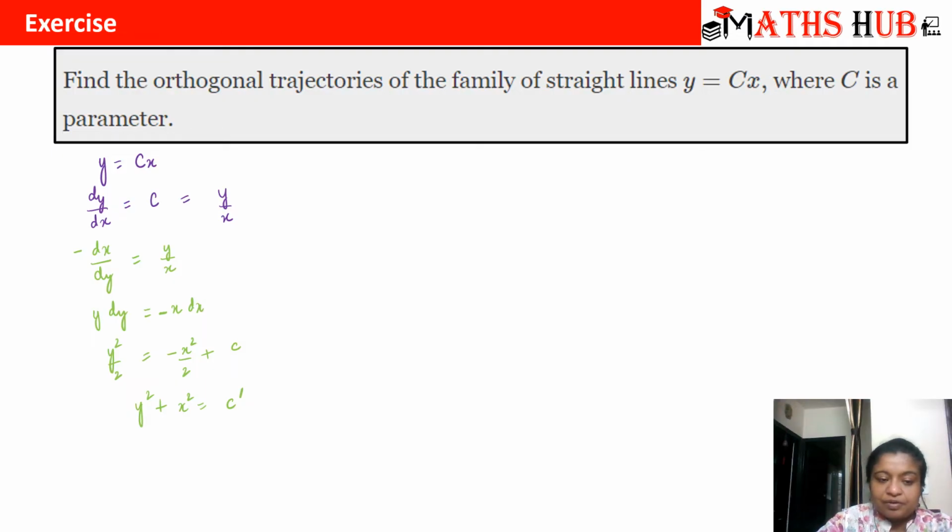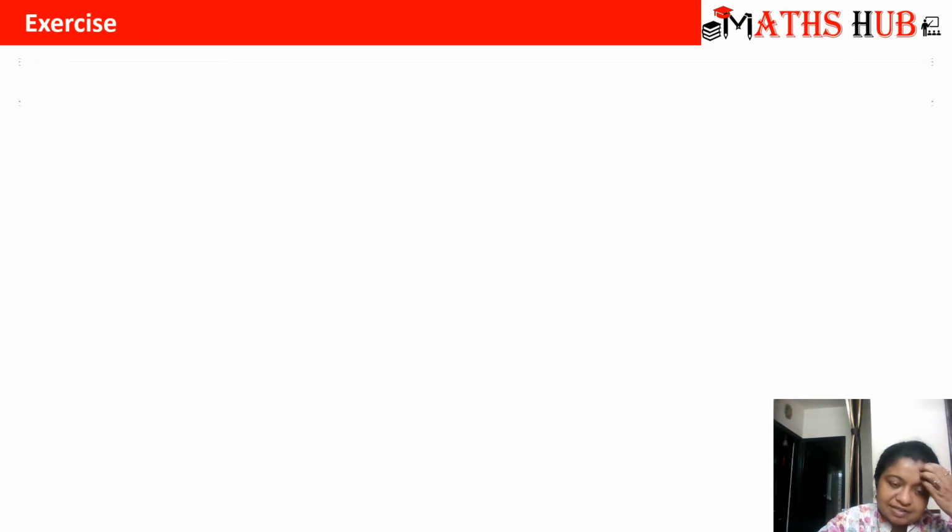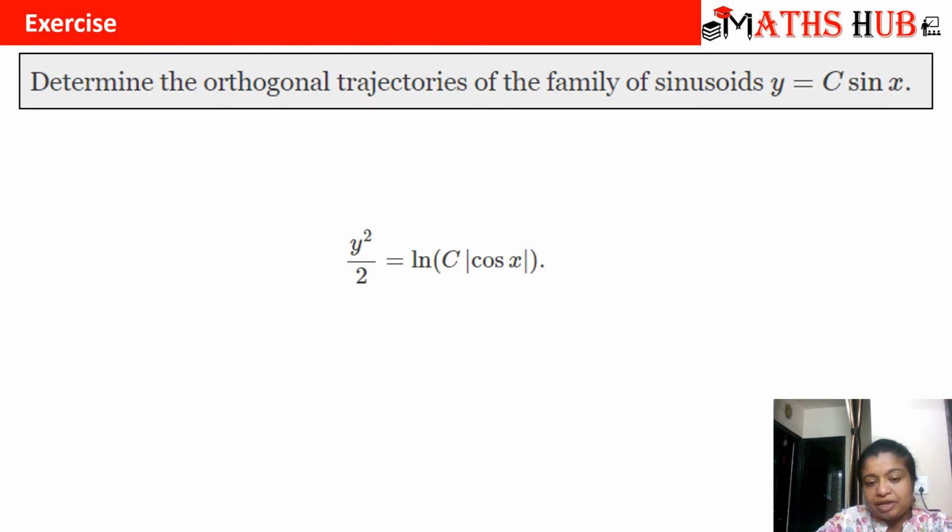So now you can try the next question as an exercise and I'm giving you the answer. So do try the question and do let me know in the comment section whether you were able to solve it or not. Right? So this is the method of calculating the orthogonal trajectory when your family of curves is in the x and y system. That means the Cartesian system is given to us.